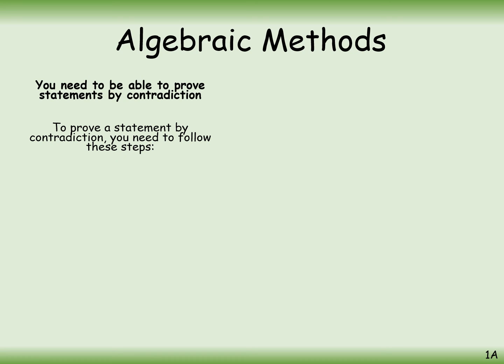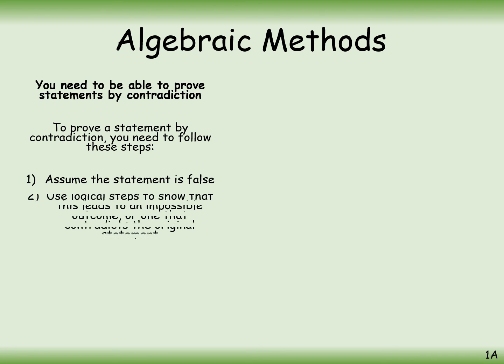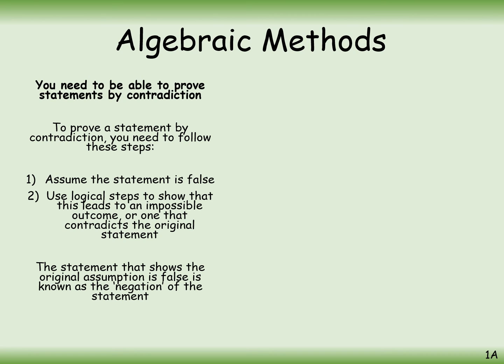to prove a statement by contradiction, you need to follow these steps. Step 1, we assume the statement is false. Step 2, we use logical steps to show that this leads to an impossible outcome or one that contradicts the original statement. The statement that shows the original assumption is false is known as the negation of the statement. So we're going to prove by contradiction that there is no greatest odd integer.